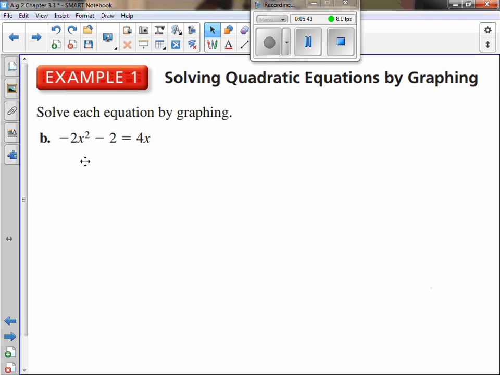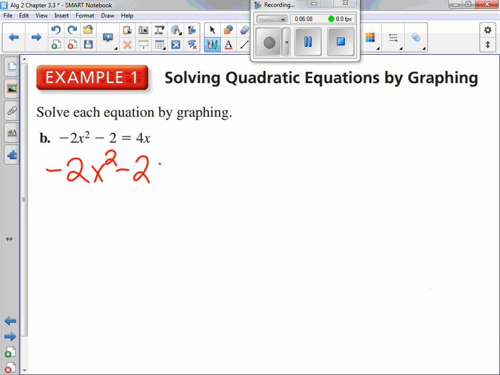Now this one here, we have -2x squared minus 2x equals 4x. So again, we're trying to find the value of x that will make this 0, or if we're graphing it, we're trying to find the x-intercepts. Is this thing equal to 0? No, it's equal to 4x. I don't have 0 on either side, so we're going to rewrite it. I'm going to make it equal 0.